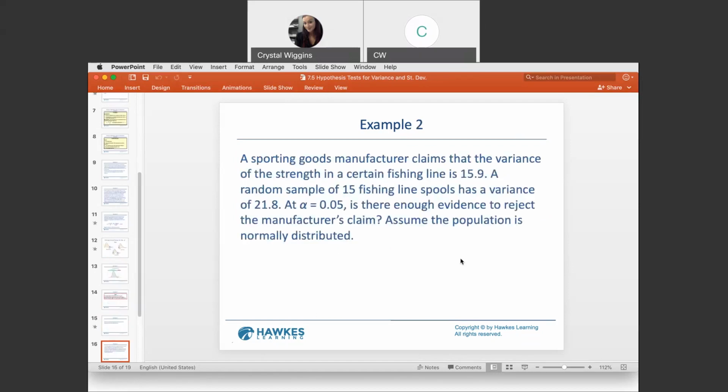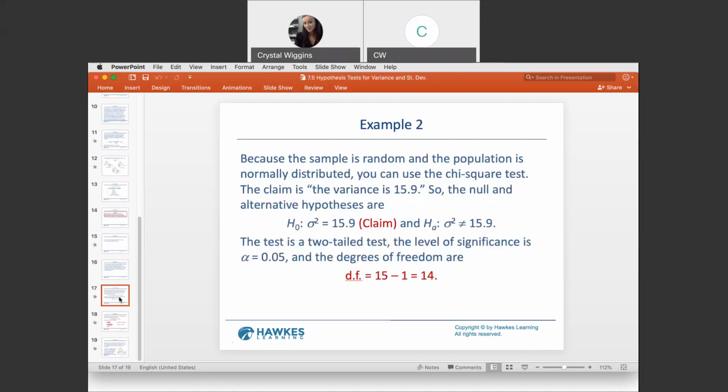Let's do another example. A sporting goods manufacturer claims that the variance of the strength in a certain fishing line is 15.9. A random sample of 15 fishing line spools has a variance of 21.8. Using an alpha level of 0.05, is there enough evidence to reject the manufacturer's claim and assume the population is normally distributed? Okay, well, let's list our hypotheses first.